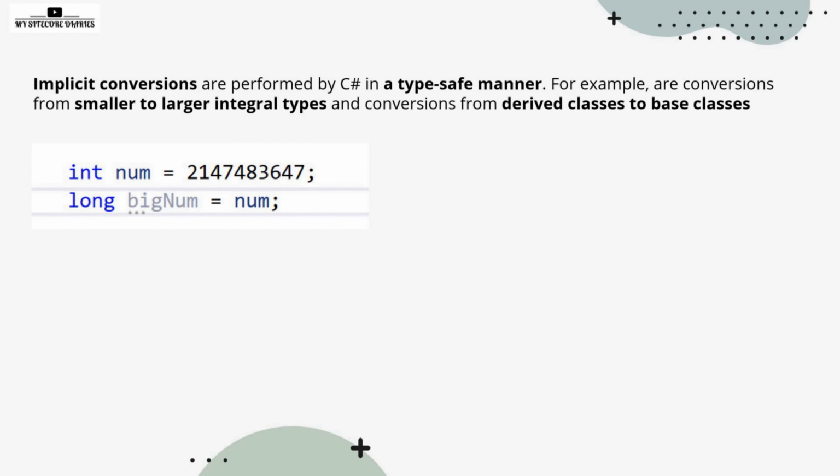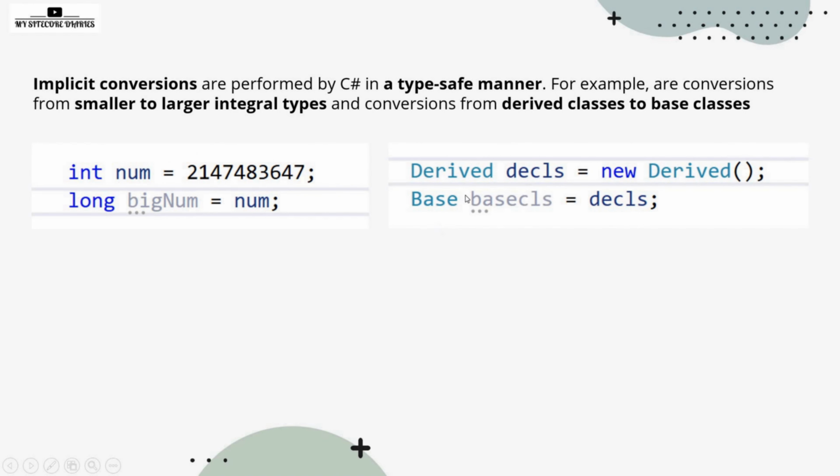An example is like this: you have an integer number here and it is getting converted to a bigger number. Now if you are doing this, it is called an implicit conversion. As a programmer, you do not have to write anything here; the conversion is done automatically. Similarly, we have derived class and base class conversion.